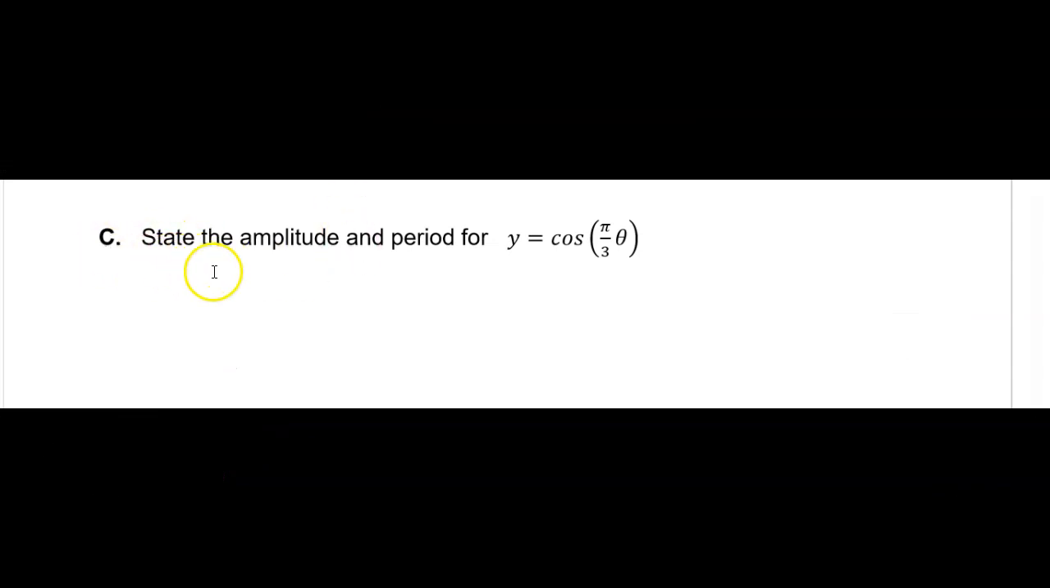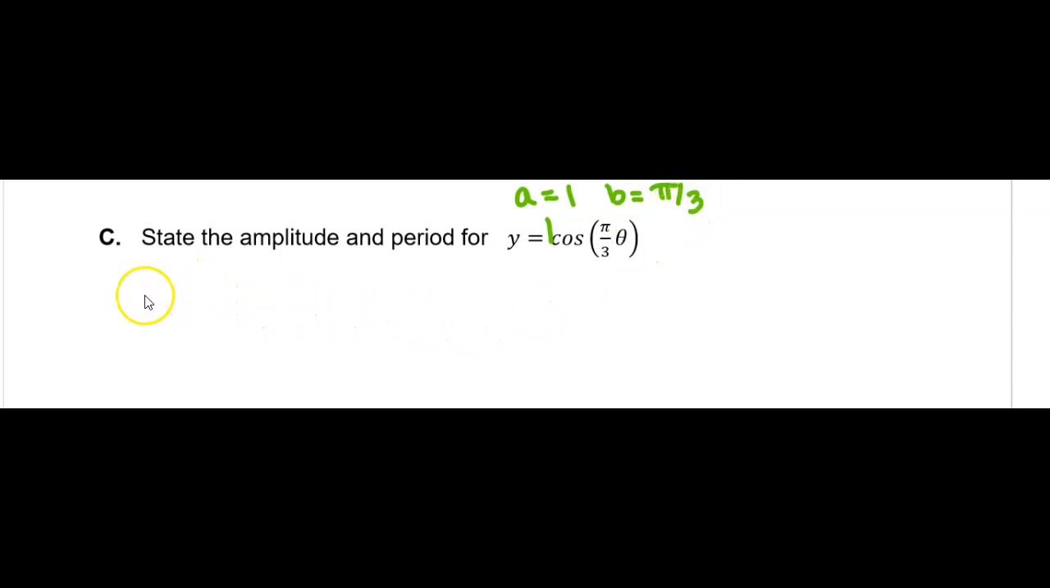Okay, so for example C, it says state the amplitude and the period for y equals the cosine of pi over 3 times theta. So we're not making the graph here. We just need to know what our A and B values are so we can find the amplitude and the period. So what would be our A value? Well, there's a 1 here, so my A value would be 1. And my B value should be pi divided by 3.